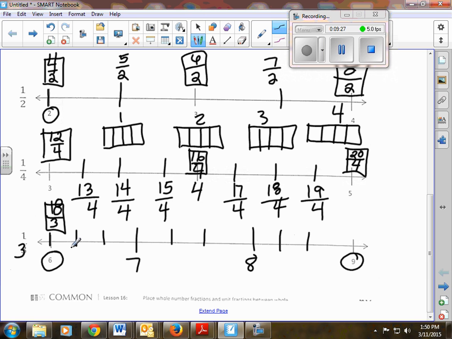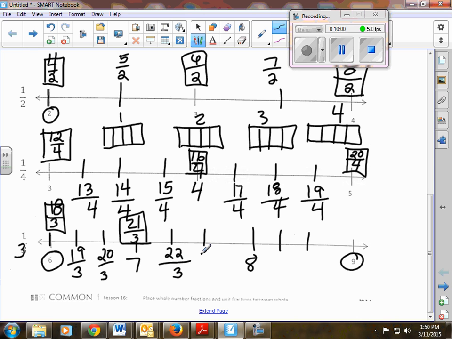What will be the next number? 19 thirds, 20 thirds, and then the next whole number would be 21 thirds. 21 divided by 3 equals 7, and guess what? 7 times 3 is 21. Are you seeing a pattern here? You should. This is 22 thirds.